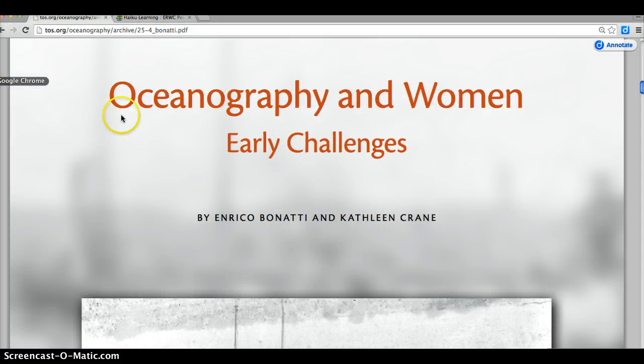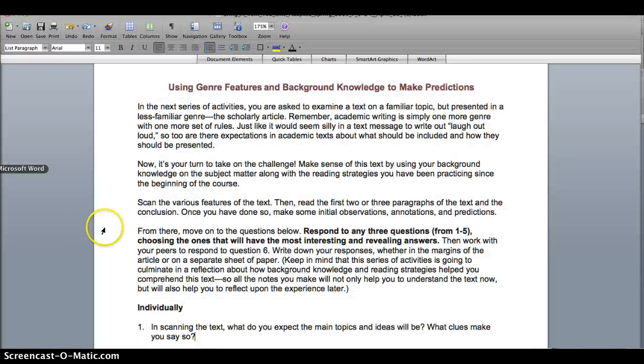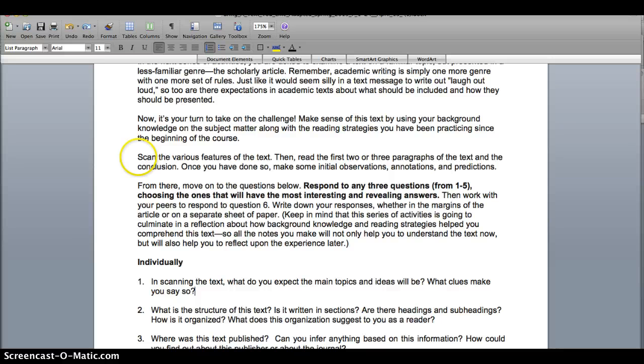I've got my text, Oceanography and Women, Early Challenges by Enrico Bonatti and Kathleen Crane. I'm just going to look first at the directions, which say scan the text, read the first few paragraphs and the conclusion, and then once you've done that, make some notes. So go ahead and maybe pause the screencast and do that right now.